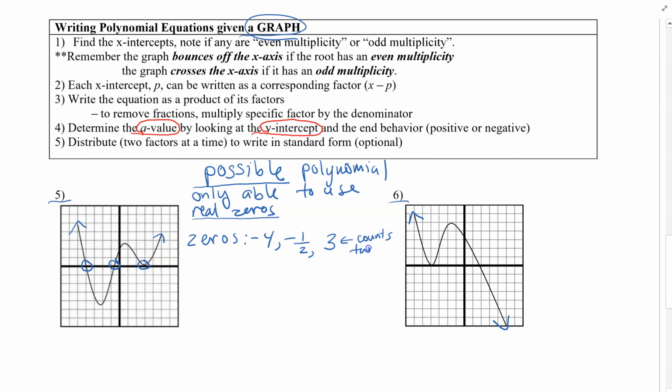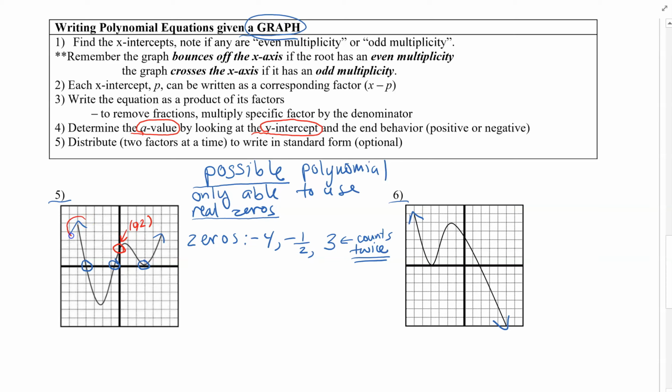And the way that we know that it counts twice is because when you look at the graph, it bounces off the x-axis right there. It looks like a parabola, like a second degree. It has a turning point there. For all of those reasons, we know that this particular 0 of 3 will count twice. So that will help us when we're making our equation. I also noticed that this graph has a y-intercept of 2.